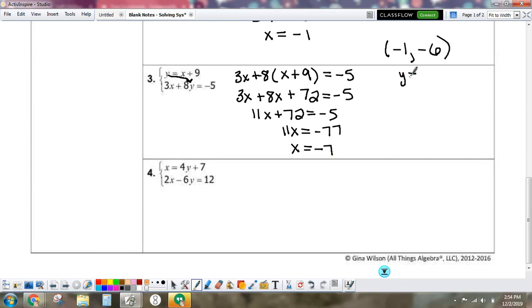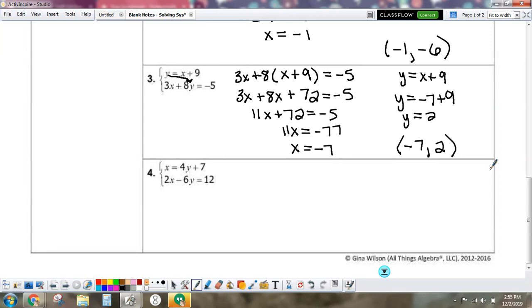So y equals x plus 9. Okay, so y equals, I'm going to plug in my -7. And -7 plus 9 equals 2. So my ordered pair is -7, comma 2.